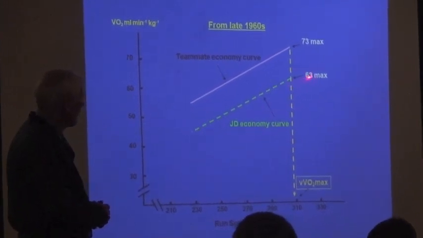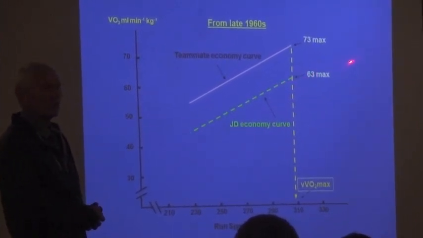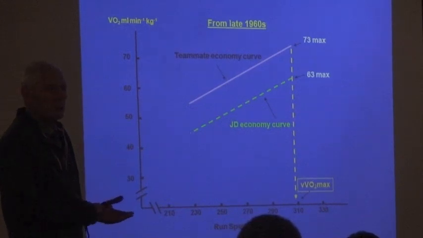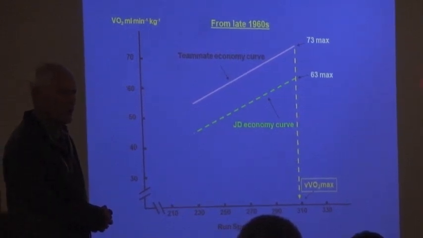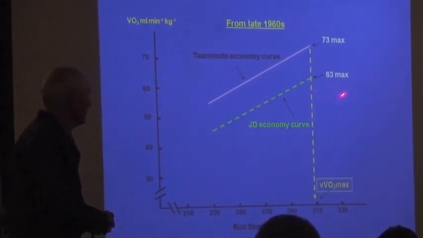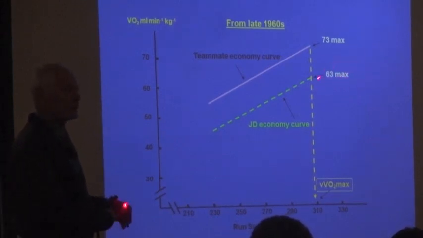my VO2 max is only 63. That's not very good for a good runner. I'm not a good runner, but anyway, that's why I'm a running coach, because I was a terrible runner. I wanted to learn how to do it, so other people would do it.